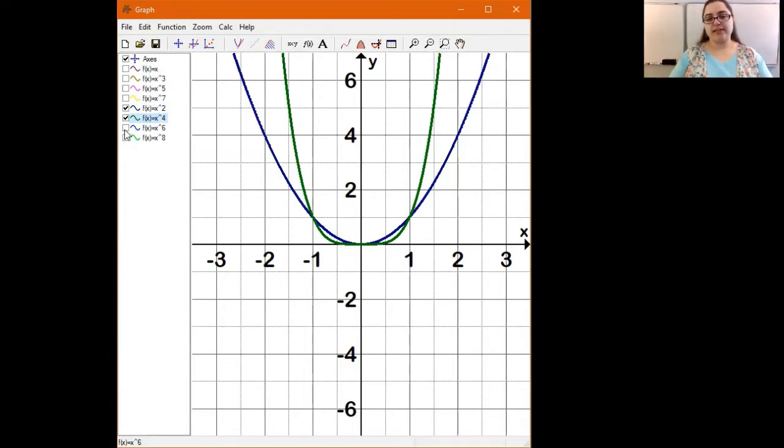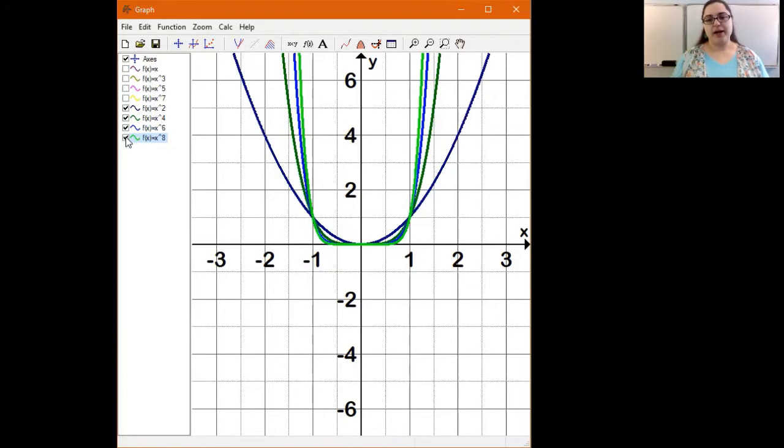So if I look at x to the sixth, it's doing a similar thing. It's going up on both ends. And if I look at x to the eighth, we have the same thing happening. So as our exponent increases, notice that this is going to flatten out more at the bottom, but the end behavior is going to be the same. In this case, it's going up on both the left and the right. Or f of x is going to positive infinity as x goes to plus or minus infinity.